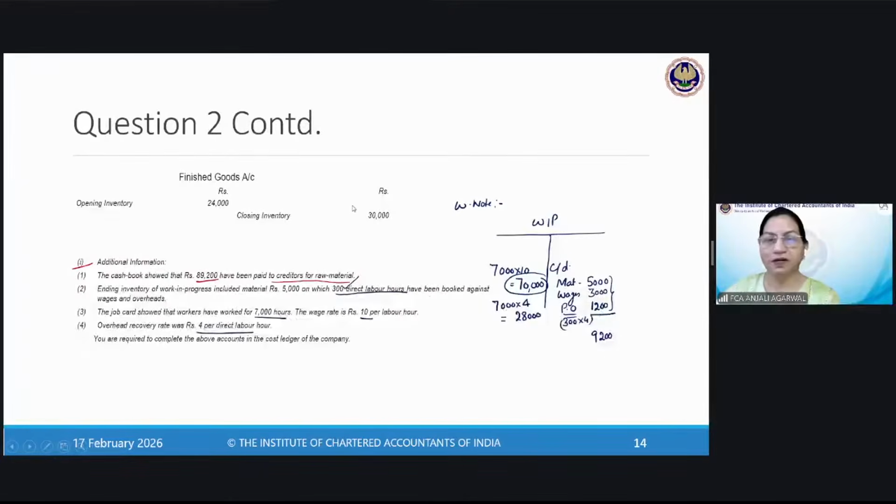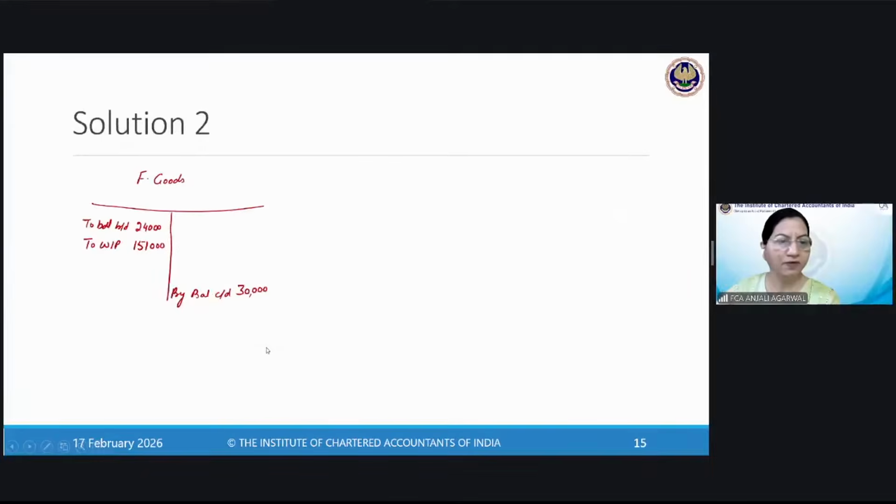Finished goods account is also, let's see, complete or not. Yeah, it's not. So finished goods to balance, you already had this much. Then from WIP, this moved. Yeah, that's it. So this will be by cost of sales.